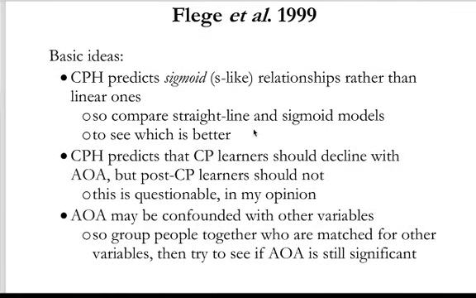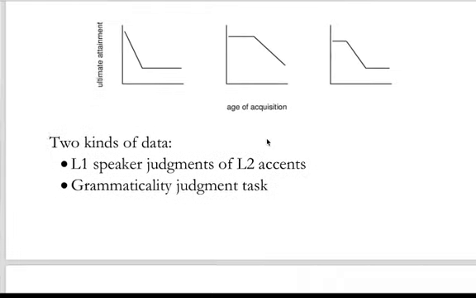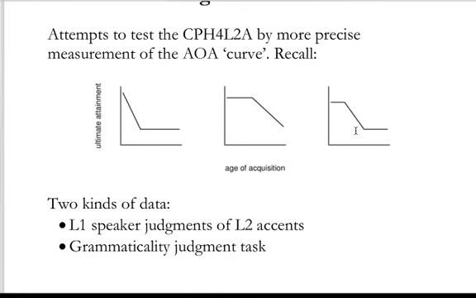let me save this for one more slide. Basic ideas here, Flege and colleagues are saying that the critical period hypothesis predicts a sigmoid or S-like relationship between ultimate attainment and age of acquisition, and not a straight declining line. Right? So what does that mean? This would be an example of a sigmoid curve. This particular one is a backwards S. Of course, if you plotted this differently, it could be a forwards S. But the basic idea here is that there's a plateau, there's a giant drop-off, which is a discontinuity in the function, and then there's another low plateau. So that's going to be another discontinuity.